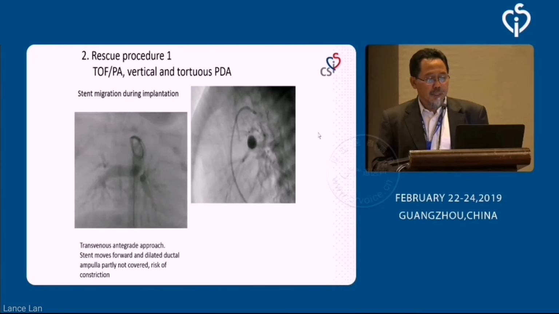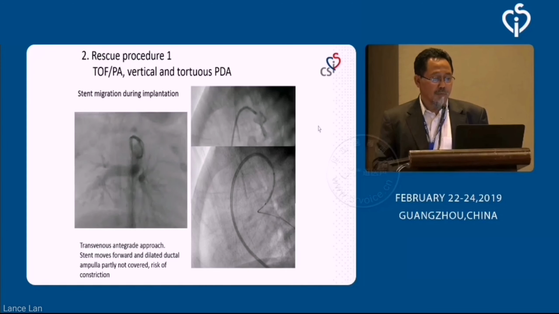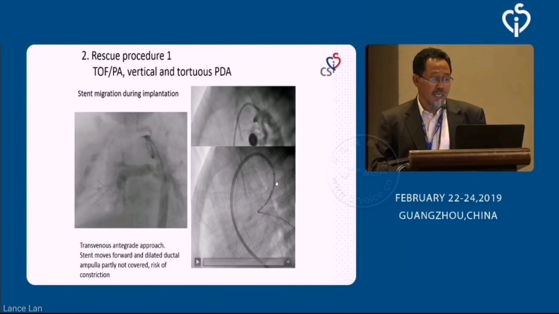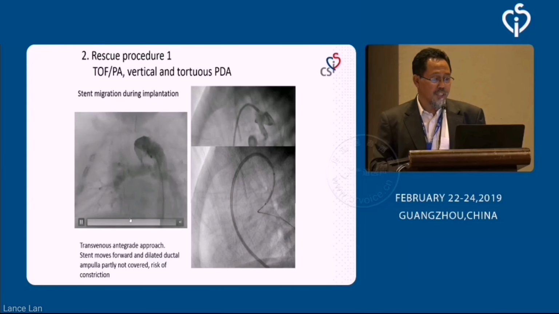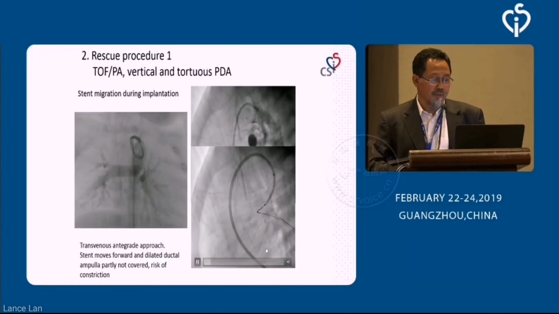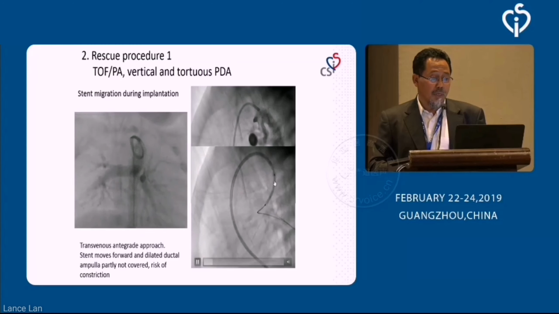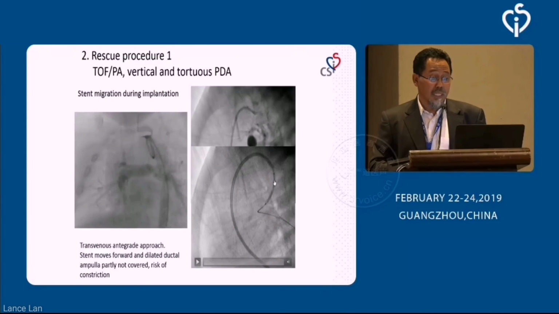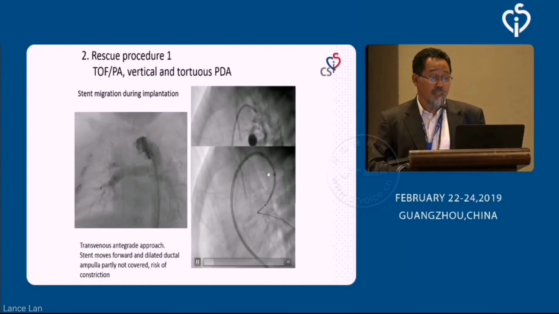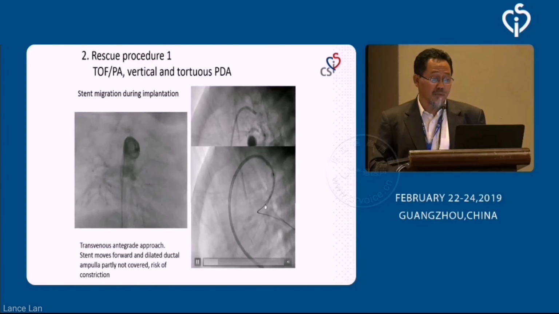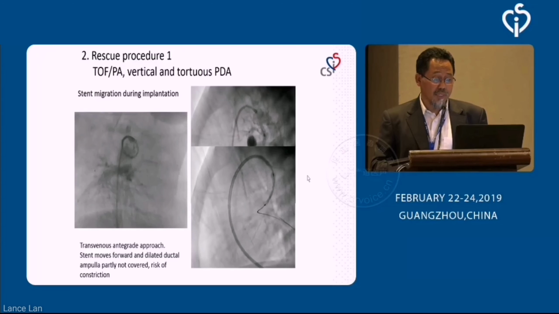But the other route that we normally use is this one, of which there's some complication of the stent. This is a TOF with PA and vertical PDA. The stent was delivered through the transvenous route, but if you watch carefully, this is not uncommon. If you are not careful, when inflating the balloon, the stent tends to move forward, because when you inflate the balloon, it tends to straighten up, and the easiest way is moving forward. So it means part of the proximal end of the ductus may not be covered.